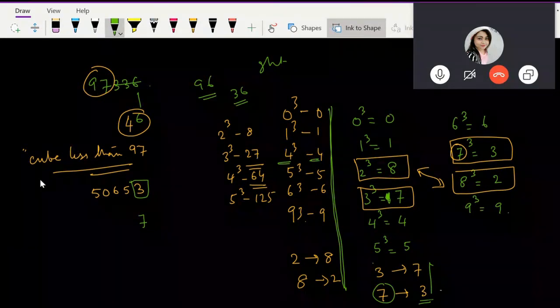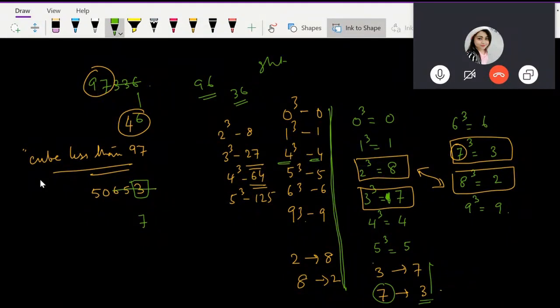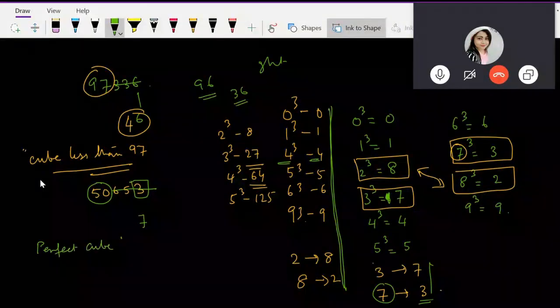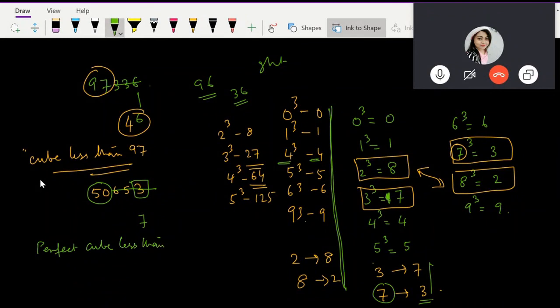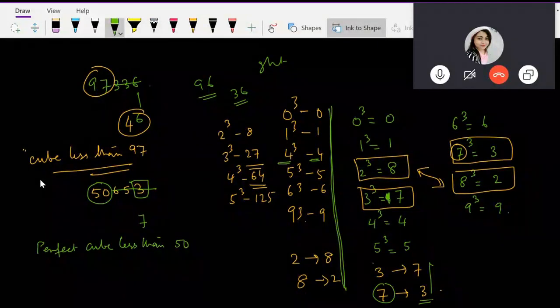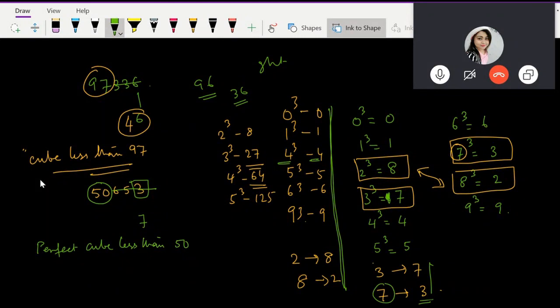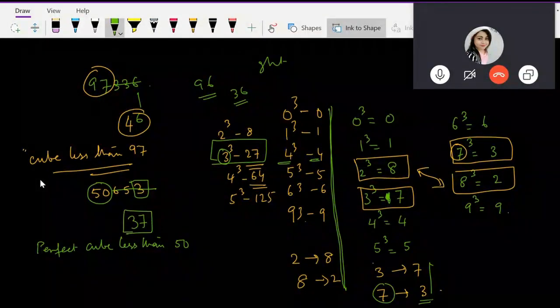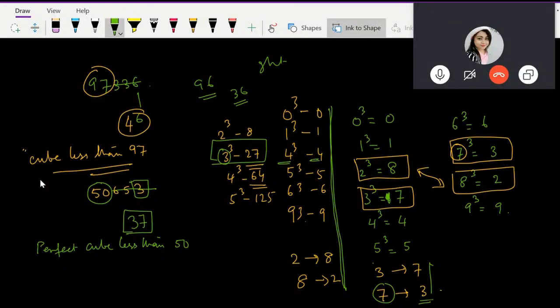Now, next step, we ignore the 3 numbers. Look at only 50 and we try to find the perfect cube less than 50. What is the perfect cube less than 50? 27. And 3 cube is 27. So that means 3 will come here. Clear? Yes.